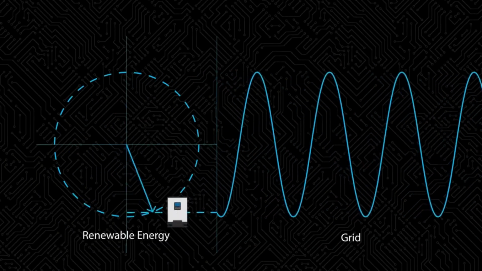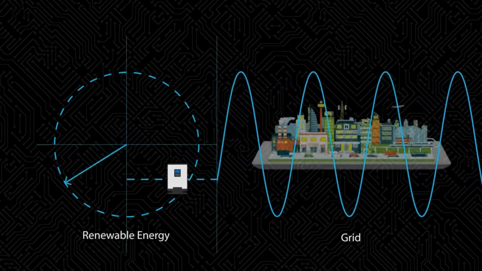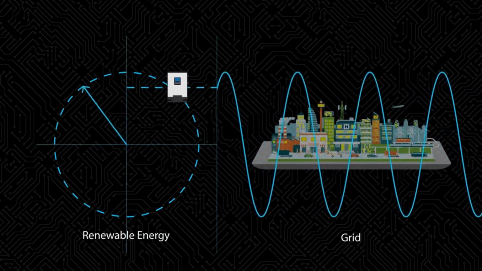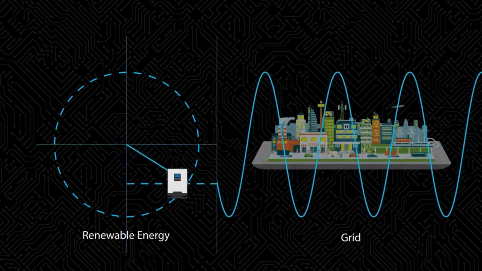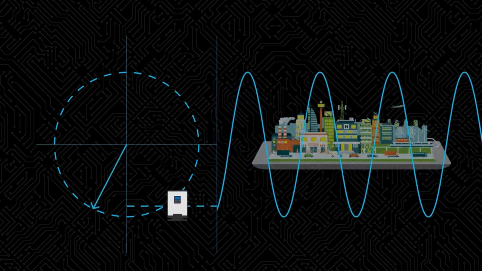When an inverter injects electricity into the grid, it must match the grid's existing voltage and frequency. Inverter controls can achieve this by following other generators.